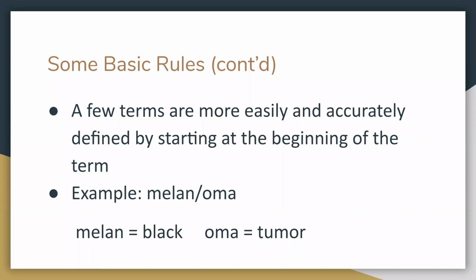And lastly, a few of the terms are more easily and accurately defined by starting at the beginning of the term, such as melanoma. So melan means black, and oma means tumor. Okay, so it's easier to understand if you say it's a black tumor.